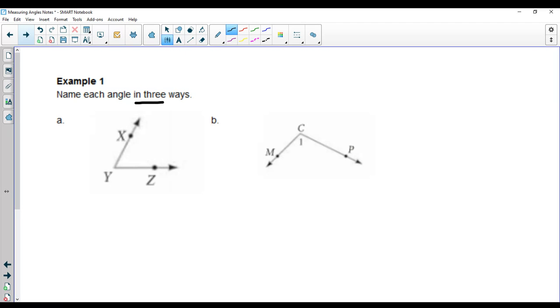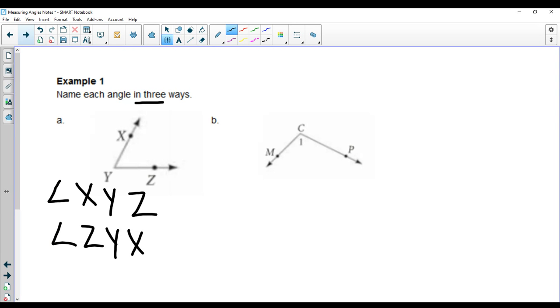One way is you start with one point and then work your way through the other ones. So if I were to name this angle, I would start with the angle symbol, and I'm going to start at X. So I'm going to go to X, go to Y, and then go to Z. The second way, let's say I don't want to start at X, I want to start at Z. I can do that. So I would start at Z, go to Y, and then go to X. So Z, Y, X.